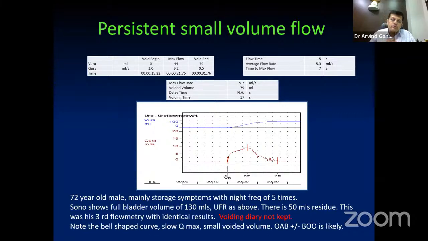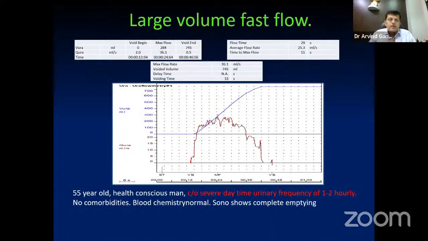One more thing that you have to keep in mind is OAB, but you have to remember that the definition of OAB is that you have to have 3 important things: frequency, urgency, and urge incontinence. So that might be fitting also into the scheme of things in such cases.